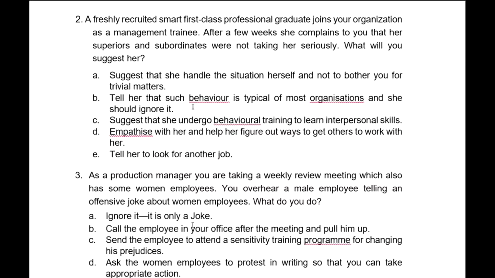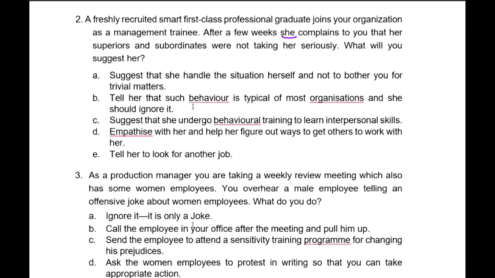The question says, a freshly recruited smart first class professional graduate joins your organization as a management trainee. After a few weeks, she complains to you that her superiors and subordinates were not taking her seriously. Who is complaining? This graduate is complaining to you. What will you suggest her? Now, what are you going to do? See, here don't get confused that what you are. Of course, if someone is joining your organization, you can be anyone here.